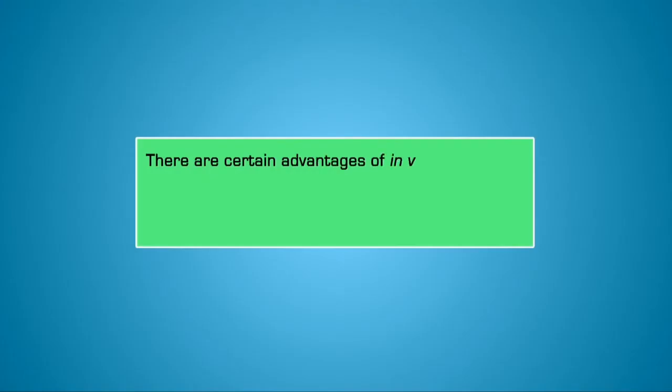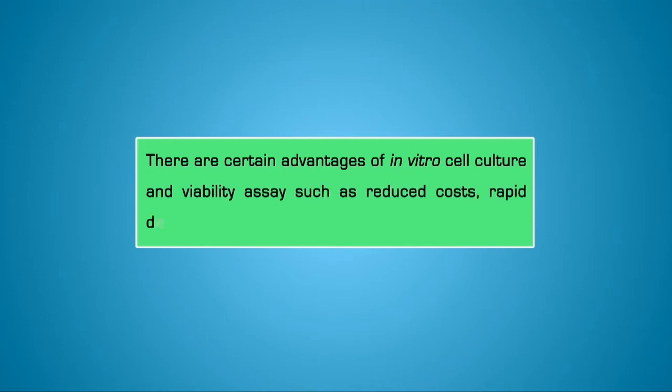Cytotoxicity and cell viability assays are based on various cellular functions such as compromised membrane integrity, enzyme activity, energy production, and nucleotide uptake function, just to name a few. There are certain advantages of in vitro cell culture and viability assays such as reduced cost, rapid determination, as well as potential for automation.